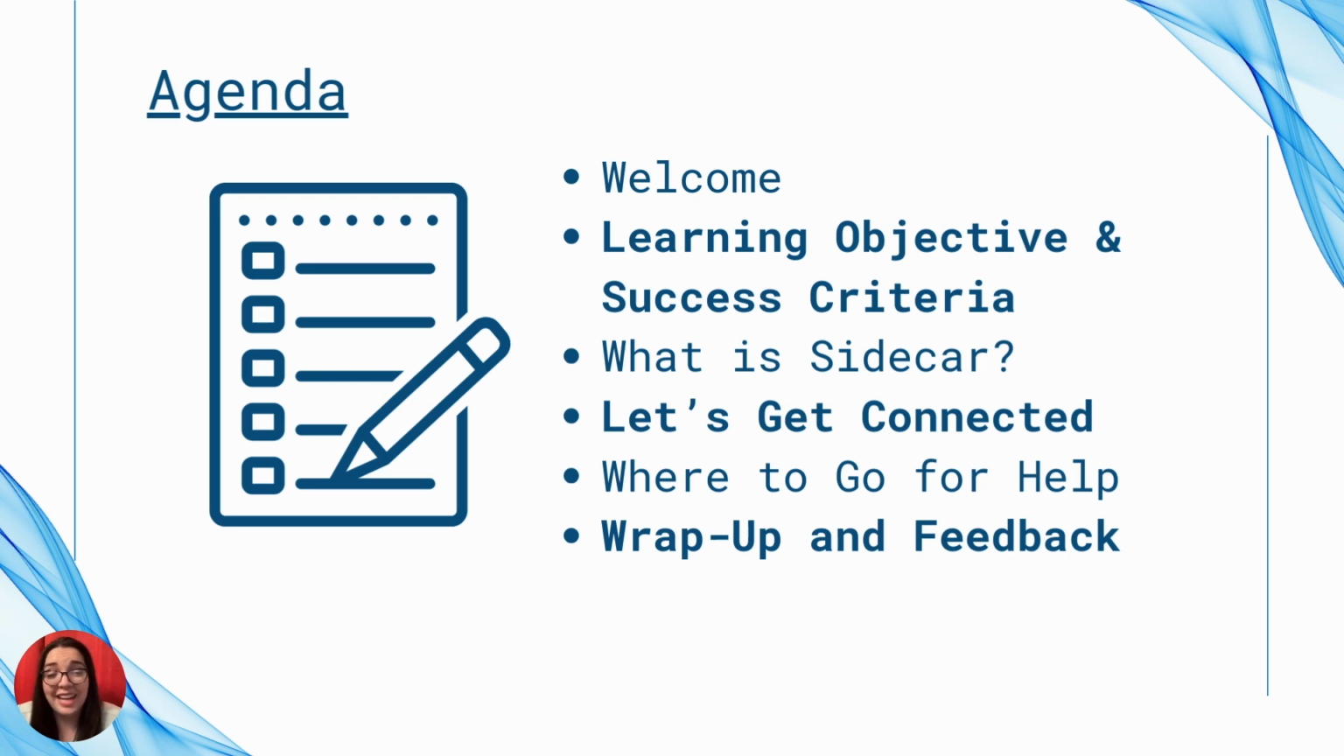This is where we're headed today. We just did a brief welcome. We're going to look at our learning objective and success criteria, talk a little bit about what Sidecar is, and then we're actually going to connect it. So, my plan is to walk you through that actual connection, and then we'll shift gears a little bit and I'll show you a video of me connecting Sidecar. So, you'll see this frame switch, and then we'll come back and cover where to go for help, wrap up, and get feedback. So, that's where we're headed today.